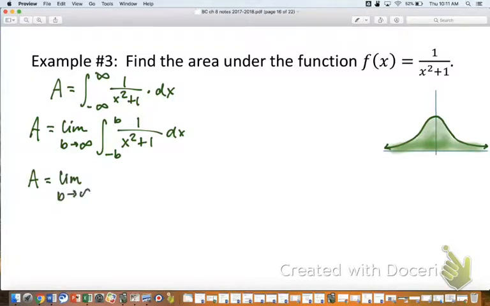Limit as b approaches infinity. I'm not just being a teacher, trying to hook you in. There is something really unique about this. Evaluate it from negative b to b. Still with me?